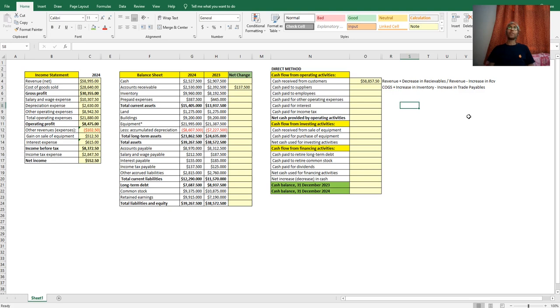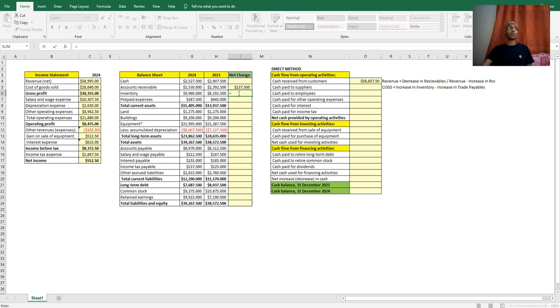If the trade payables have decreased, that means more cash has gone out. If inventories have increased, that means more cash has gone out. So both things we add. If there is increase in trade payables, that means less cash has gone out than what is represented in the COGS. So we subtract it. Now here what is the case?